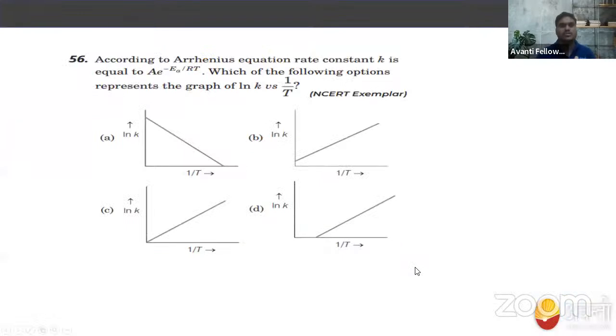ठीक है. चलो. So this is the first question, right? All of you need to answer it. According to the Arrhenius equation, rate constant K is equal to A e to the power minus Ea divided by RT. Which of the following options represents the graph of ln K versus 1 by T? So natural log K versus 1 by T. Which of the following graphs will represent the correct one?